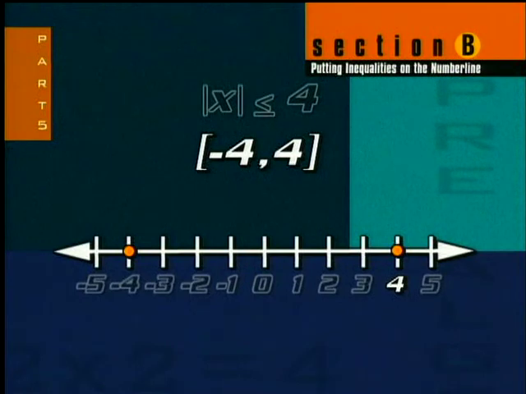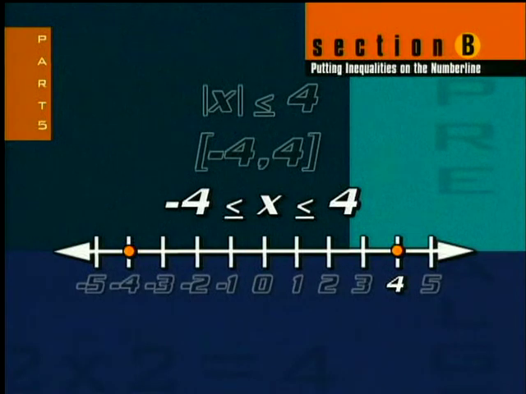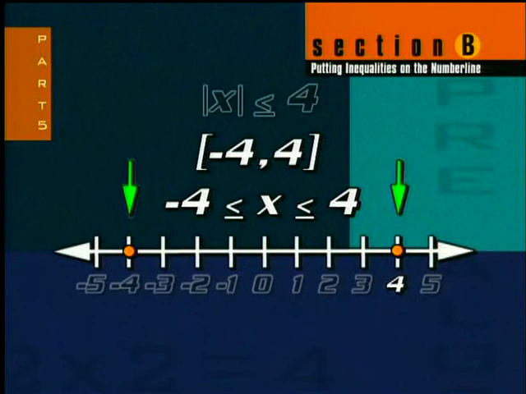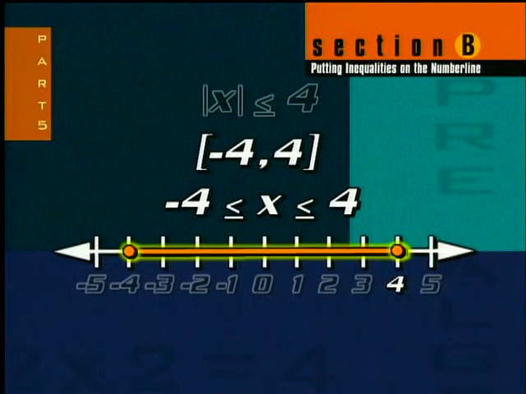And our breakdown looks like this. X is greater than or equal to negative 4 and less than or equal to positive 4. On the number line, we've got filled-in circles at negative 4 and positive 4, and we shade the line between them. All of these numbers satisfy our inequality.